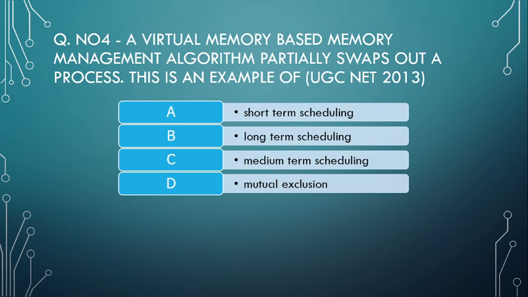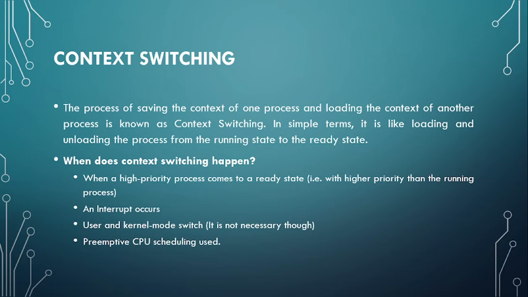And the fourth question here: a virtual memory based memory management algorithm partially swaps out a process. This is an example of option A, short term scheduling, B, long term scheduling, C, medium term scheduling, D, mutual exclusion. So, here we perform swap. The answer here is medium term scheduling. Whenever there is a swap, then it is medium term scheduling.